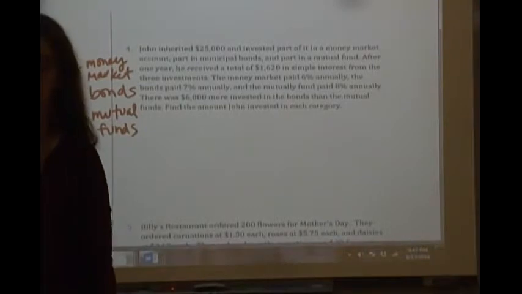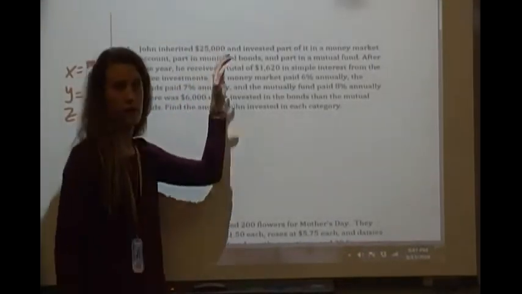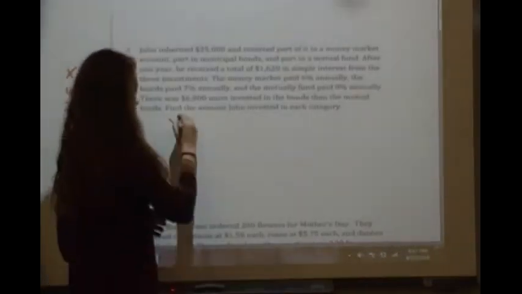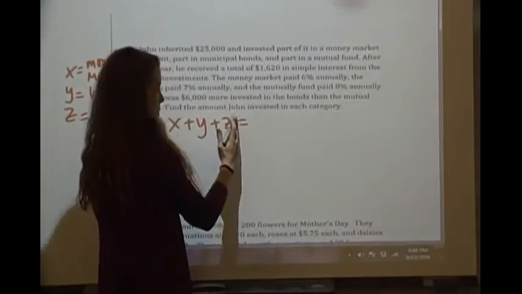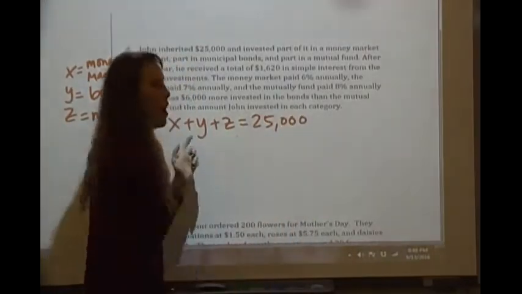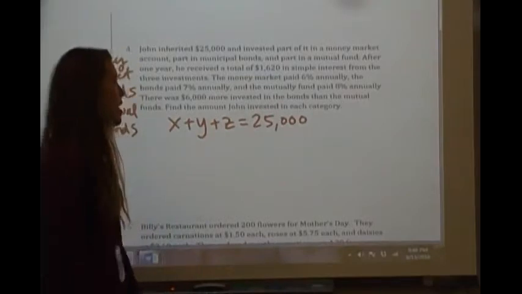And I need to write 3 equations. Thankfully, there's 3 pieces of information that we're going to deal with. So if we know that there's $25,000 and you split that up amongst the 3 accounts, and you have x plus y plus z, so all that money is equal to $25,000. But we don't know how much John put in each account. So we have x plus y plus z.